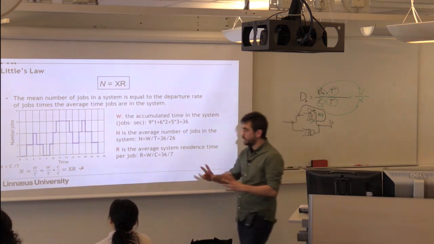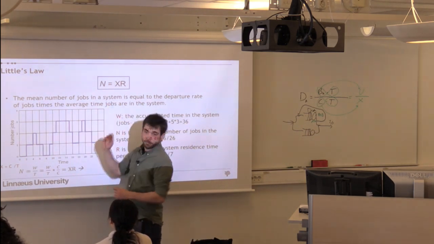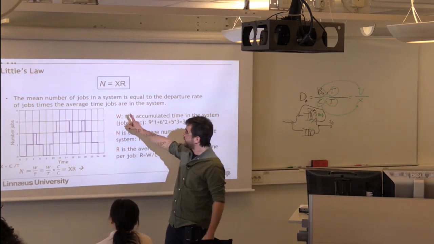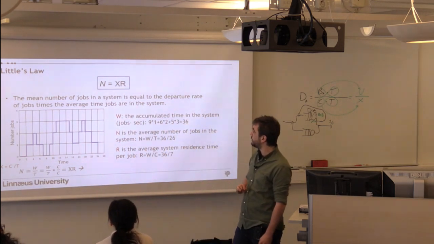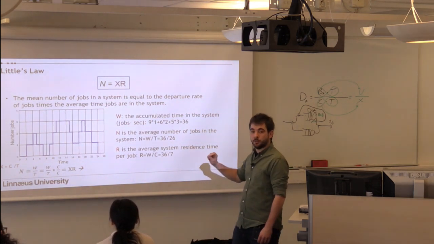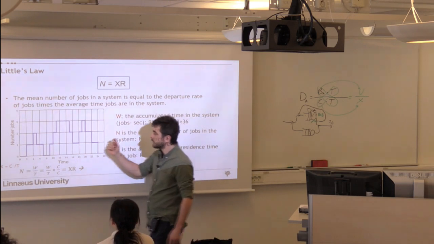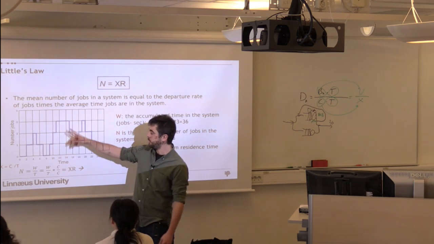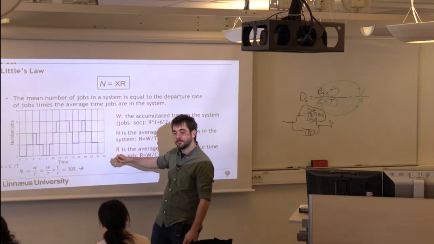Now let's use the equations we have seen so far to prove that this is true. Let's start by defining W, which we define as the accumulated time in the system. It is measured in job seconds, not jobs per second. What does it mean? This is the same example we saw in the beginning: 26 seconds and 7 completions, 7 arrivals. It is the surface of the diagram.